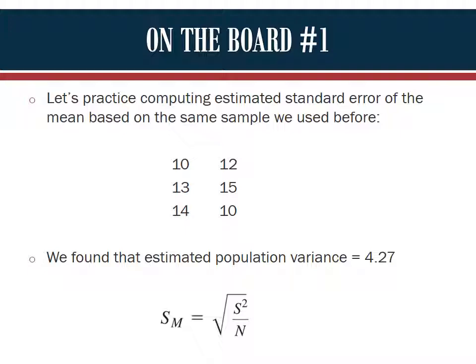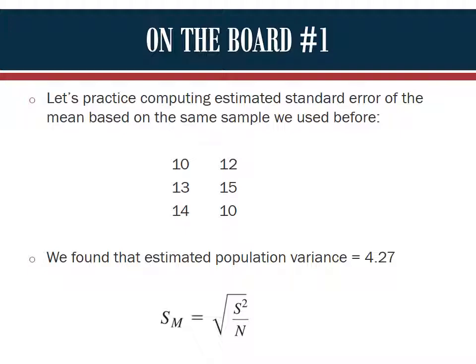All right, so let's practice computing estimated standard error of the mean based on the same sample that we used in the previous on the board number 1 example. So here are those 6 numbers again: 10, 13, 14, 12, 15, 10. When we calculated the estimated population variance a couple slides ago for that previous example, we found that it was equal to 4.27. So if now we're going to compute the estimated standard error of the mean, then we need to use that bottom equation there. s sub m equals the square root of s squared divided by n.